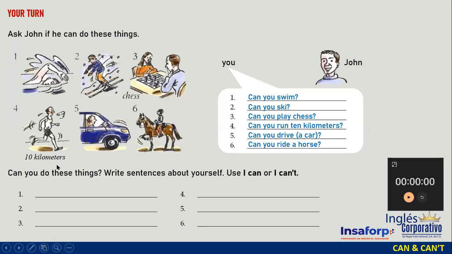Now. Luego dice, can you do these things? Write sentences about yourself. Acerca de usted. Okay? ¿Alguna voluntaria que nos quiera compartir si puede o no puede hacer esas cosas? No, I cannot. Okay, very good. Now let's go with sentences. Vámonos por las oraciones. A ver, voluntarias para decirnos las oraciones de lo que puede y no puede hacer.